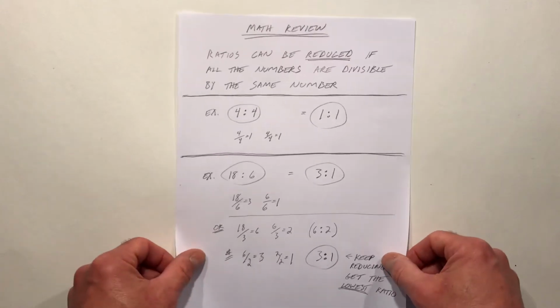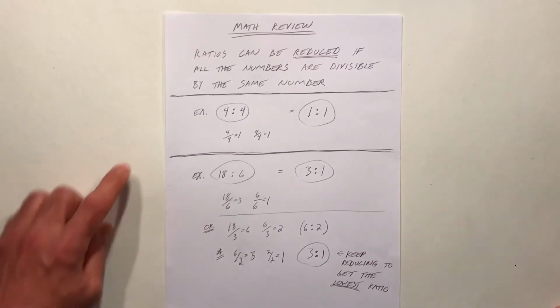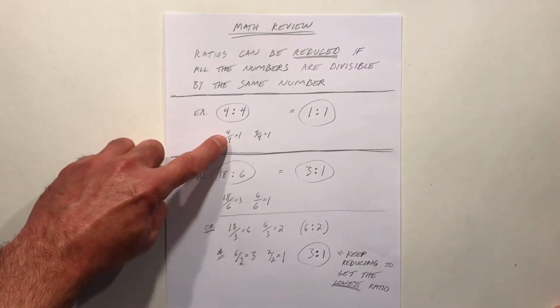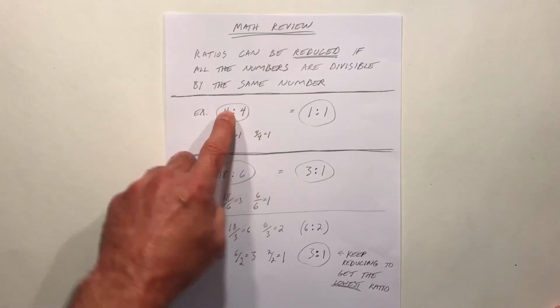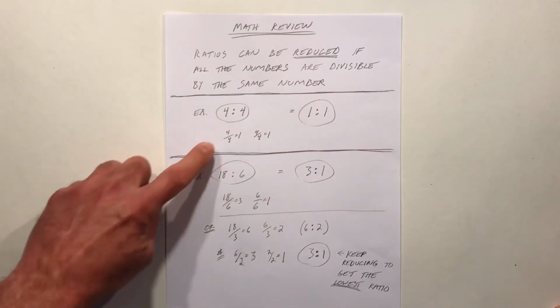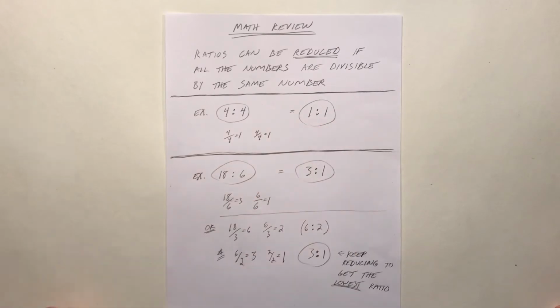And then also a quick math review on ratios and how to reduce ratios. So for example, if you have a ratio of 4 to 4, we can divide 4 by 4 and get 1, and we can do that again. 4 divided by 4 is 1, and we can express that 4 to 4 ratio as a 1 to 1 ratio. That's reducing the ratio. When you can divide all the numbers in the ratio by the same whole number, you can reduce the ratio.